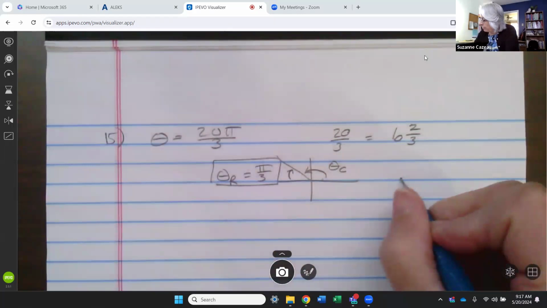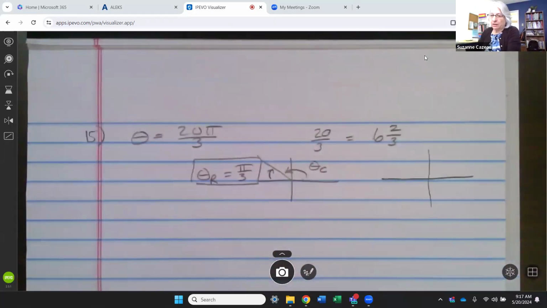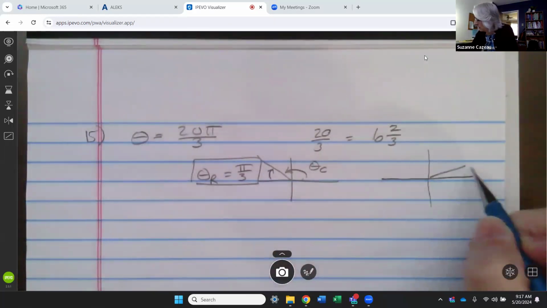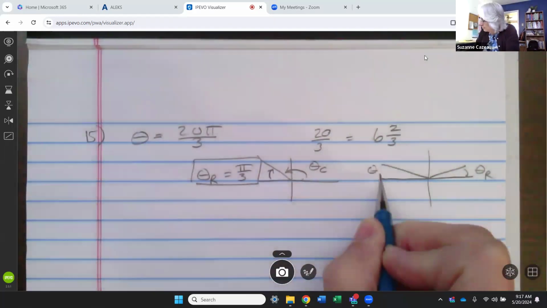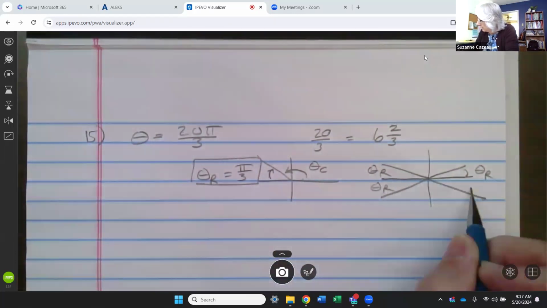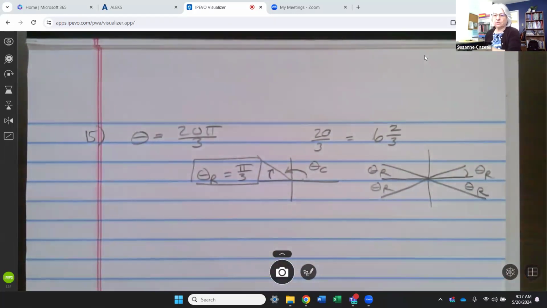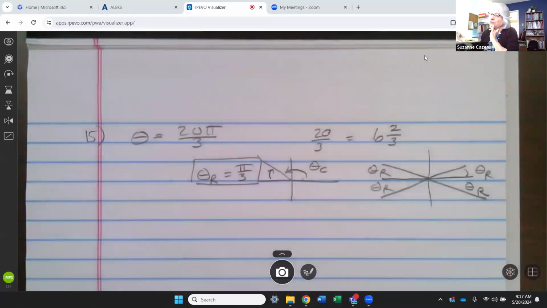Incidentally, theta sub r is always the one that's closest to the x-axis. So like here, this is theta sub r. Here, this is theta sub r. Here, this is theta sub r. And here, this is theta sub r, just so you know. Theta sub c is going to be the one that's between 0 and 2 pi.